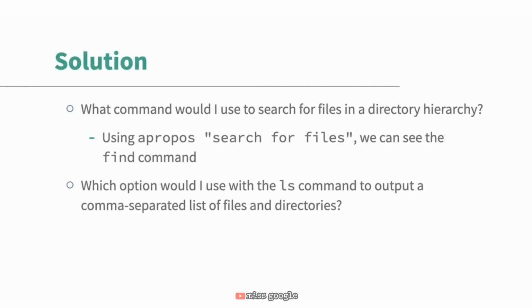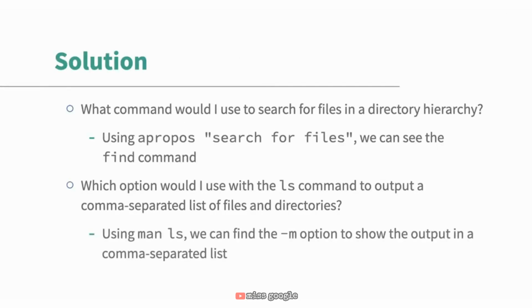And to answer the fourth question, which option would I use with the ls command to output a comma-separated list of files and directories? I went back again to using the man pages to look up the ls command, and looking through the available options until I found something that sounded similar. Let's look at that in the command line.